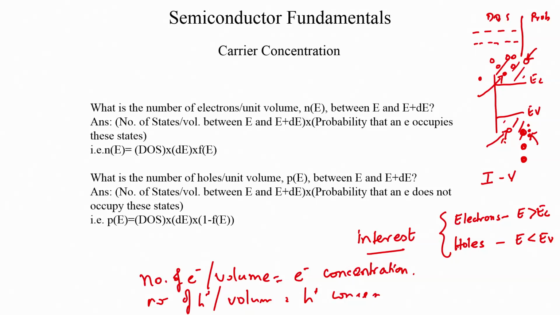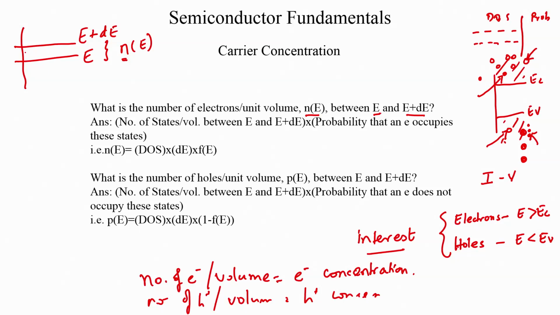If you ask yourself this question, what is the number of electrons per unit volume, which we will define by the symbol n of E, lying between E and E plus dE. So, I have two energy levels. This energy level is E, that energy level is E plus dE, and we want to know how many electrons are present between these two, and we will call that n of E. It is a function of energy. If this E changes, the n might change. So, the answer is very clear.